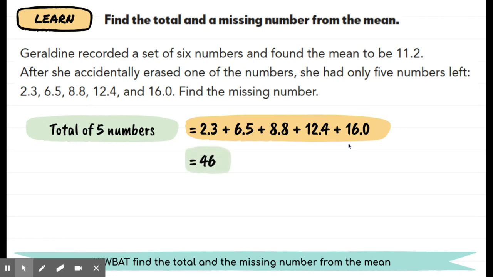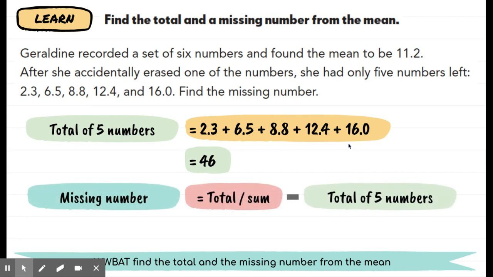In total. Now to find the missing number, I can subtract the total of 5 numbers out of the total sum. Remember, because the total sum has all 6 numbers combined, and the total 5 numbers, once I take away the total of the 5 numbers, I will only have one missing number left. And that would give me 67.2.